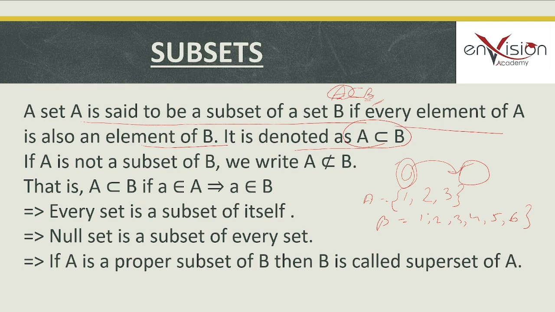I have, sorry for my handwriting, we have B {1, 2, 3, 4, 5, 6}. A is {1, 2, 3}. So it is clearly seen that जो elements A में हैं वो सारे elements B में भी हैं. So can we write A is the subset of B? We can write, okay, we can write A is the subset of B.